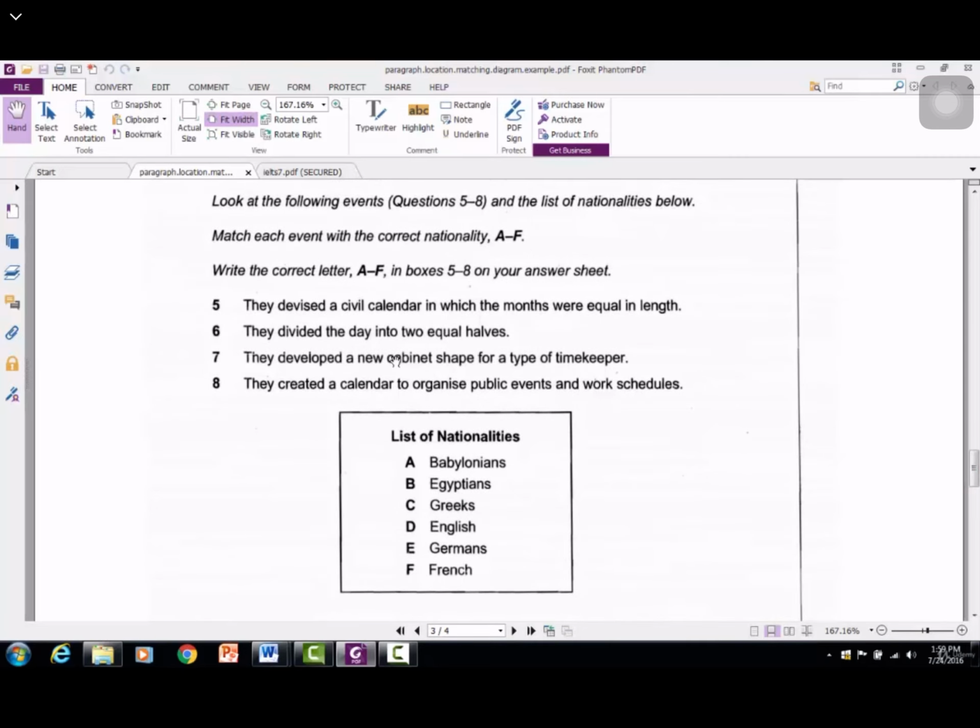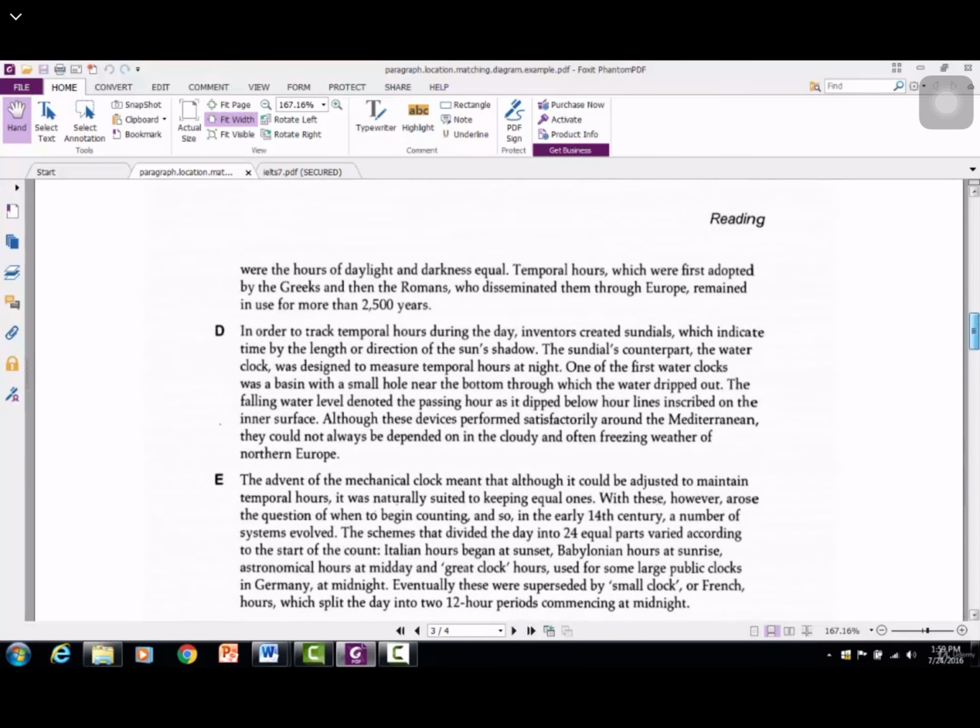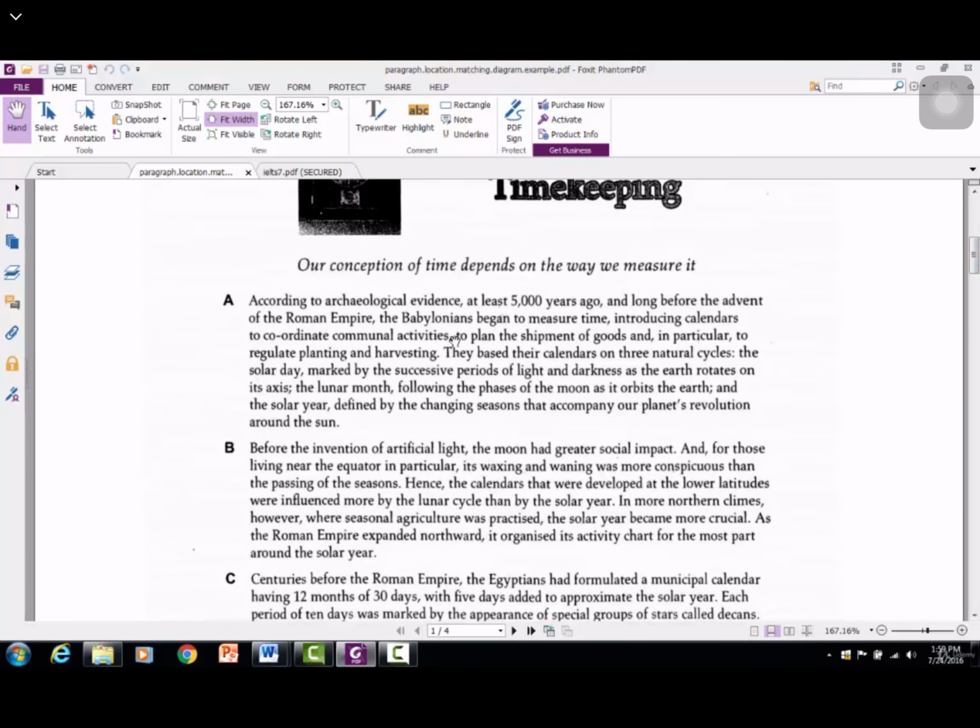Right? If you remember how to do a matching question, we have to look at the word, find the word Babylonians, read the sentence where we see Babylonians, and then see if that matches any of these questions right here. So we would go and look at Babylonians, which is right here. It says the Babylonians began to measure time, introducing calendars to coordinate communal activities, to plan the shipment of goods, and in particular to regulate planting and harvesting. So they introduced calendars to coordinate communal activities, plan the shipment of goods, and regulate planting and harvesting.